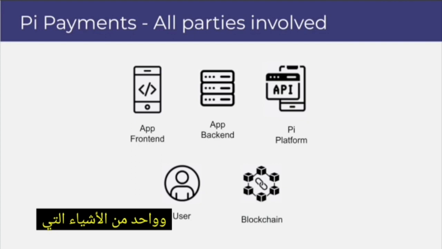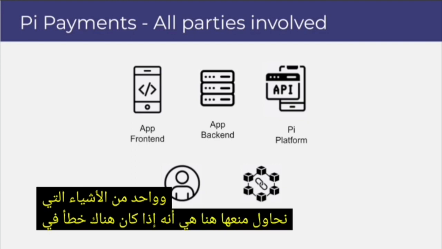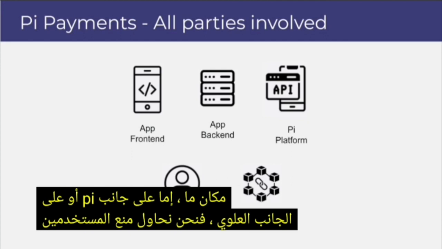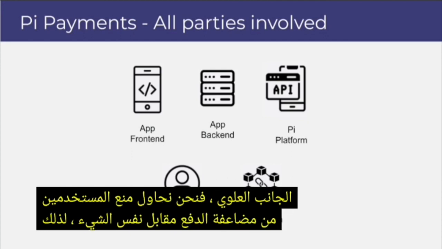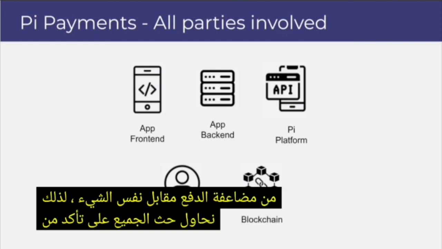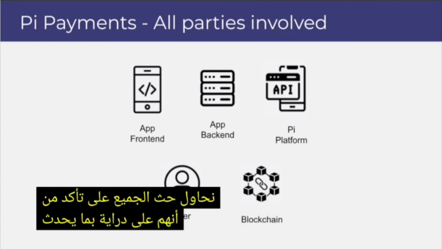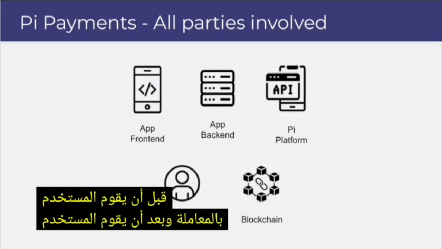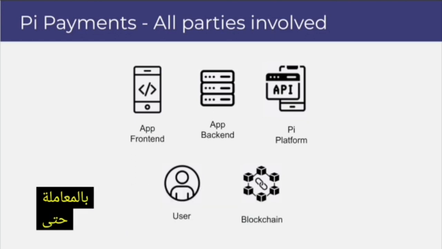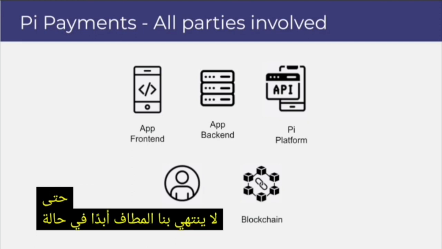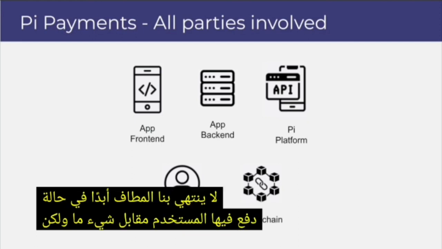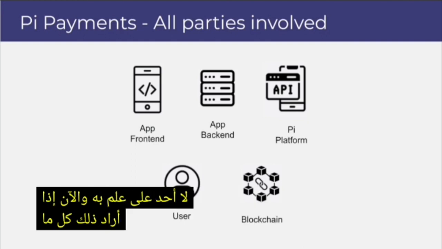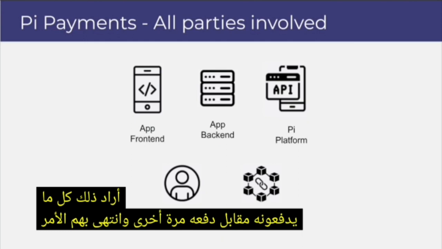And one of the things that we're trying to prevent here is, if there's a bug somewhere, either on the Pi side or on the app side, we're trying to prevent users from double paying for the same thing. So we're trying to get everyone to confirm that they are aware of what's going on before the user makes the transaction and after the user has made the transaction, so that we never ever end up in a state where the user has paid for something, but nobody's aware of it. And now if they want whatever they're paying for, they have to pay again, and they ended up double paying.